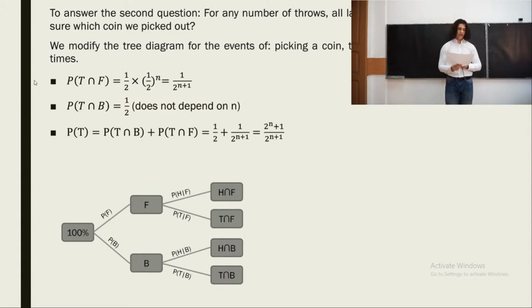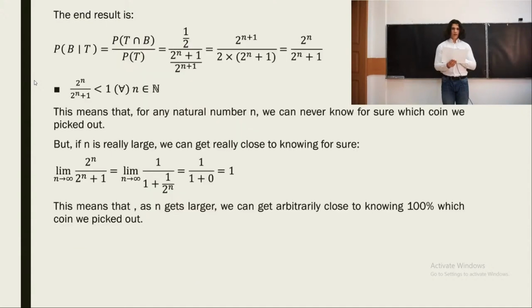P of T and B equals 1/2, it does not depend on n, and P of T becomes P of T and B plus P of T and F, which equals 1/2 plus 1/2 to the power n plus 1, which equals 2 to the nth power plus 1, over 2 to the power n plus 1. The end result is P of B given T equals P of T and B divided by P of T, which equals 2 to the nth power divided by 2 to the nth power plus 1.